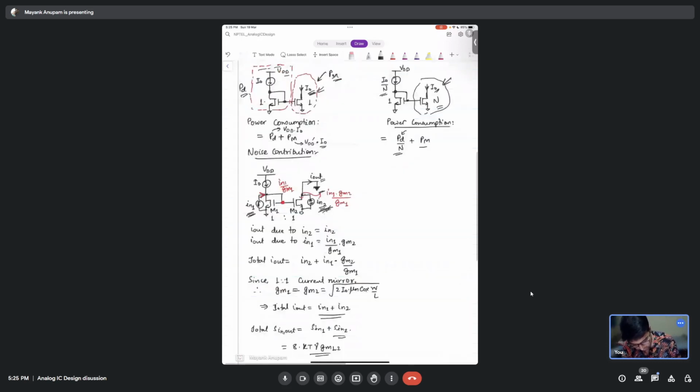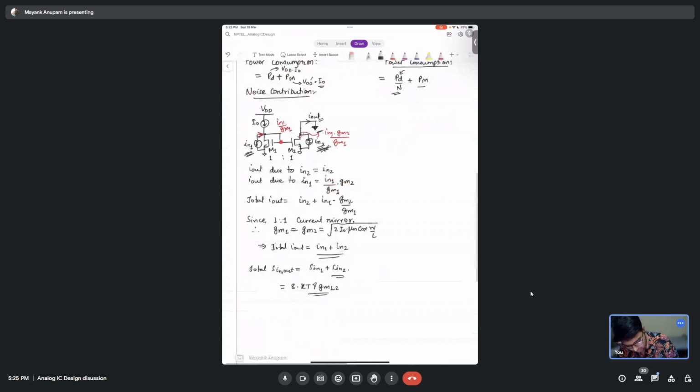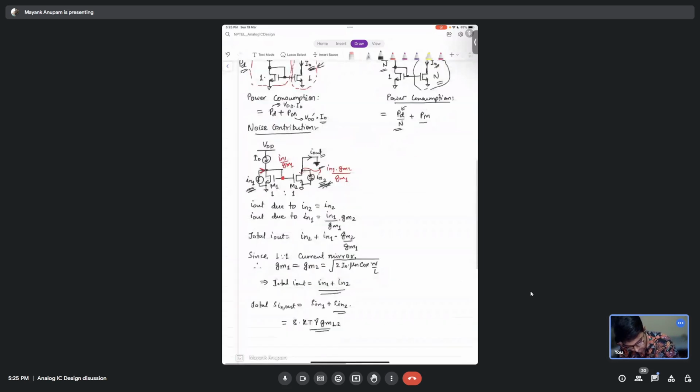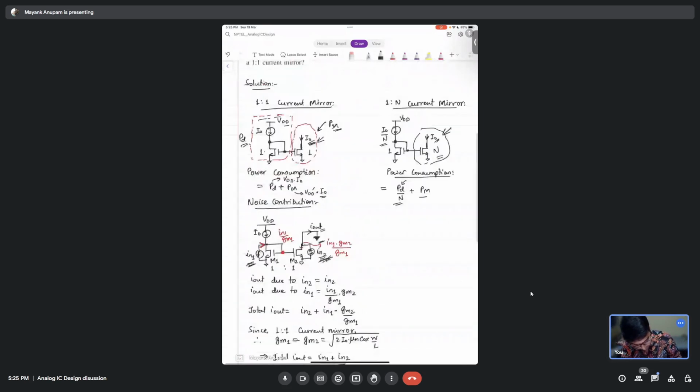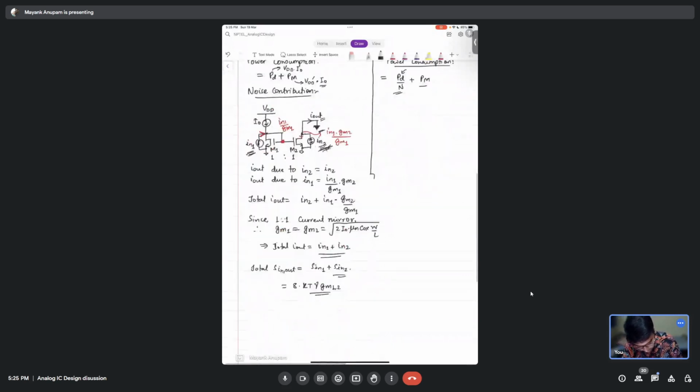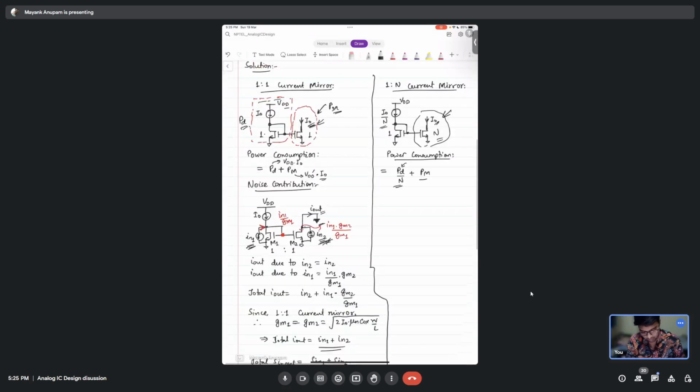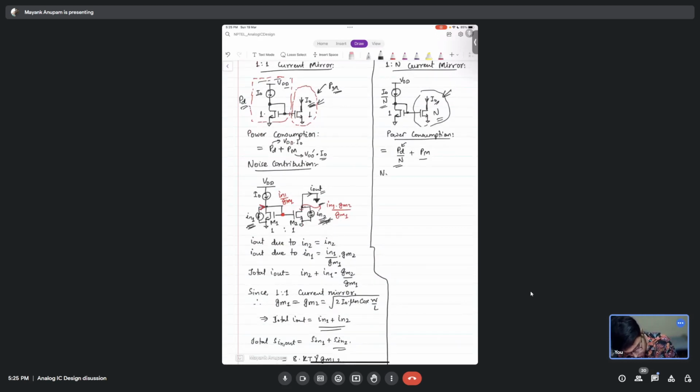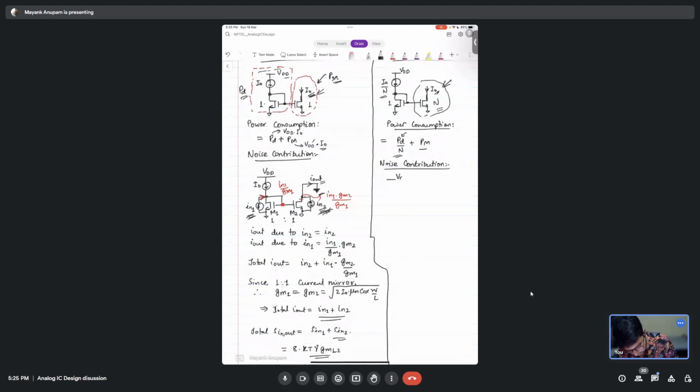Now take the second one. Now let's take the second case for this. Let's put a partition here. Now noise contribution. Fine. Again, how will you calculate the noise contribution? So this is VDD. This is I naught.